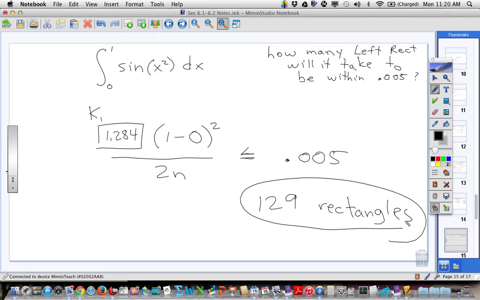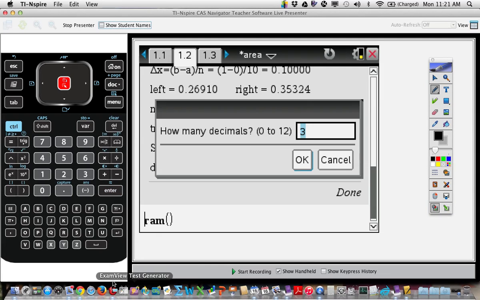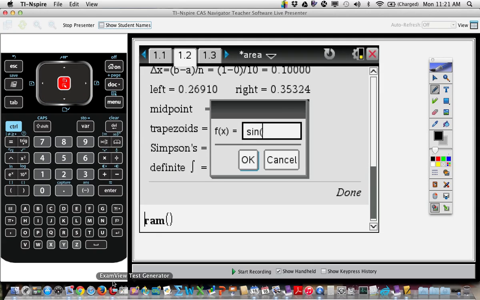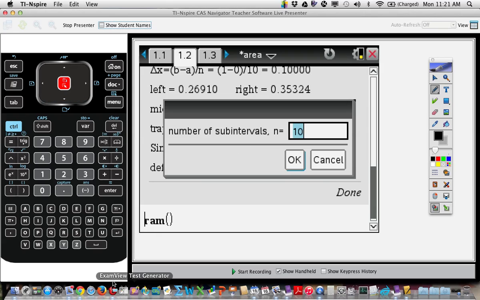Okay, last thing I want you to do. I want you to go to the area program on your calculator now, and let's do 129 left rectangles. And let's see what it gives us. So we go back to the area program on our calculator. Let's put in 5 decimal places, put in our function again. I think you have to put it in every time. We're going 0 to 1. We're going to do 129 rectangles.